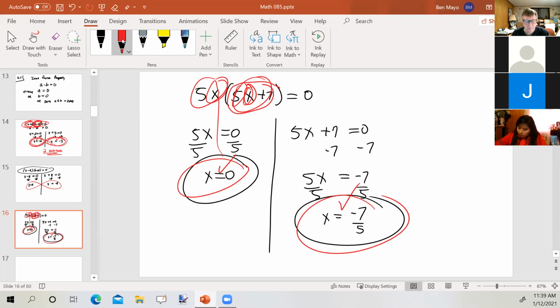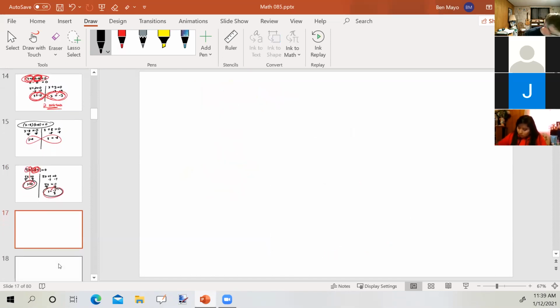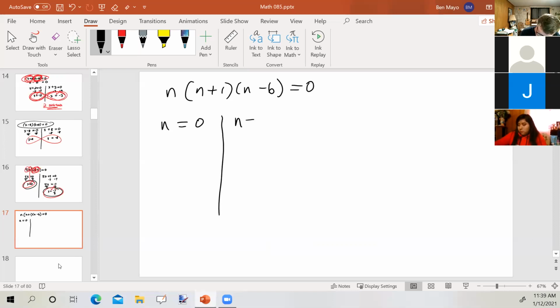Okay. Let's see here. How about this one? n times (n + 1) times (n - 6) = 0. So now we have three factors multiplied together equals 0. So if any one of those three factors that contain a variable equals 0, the whole thing will equal 0. So we're going to have three equations. n = 0, n + 1 = 0, and n - 6 = 0.